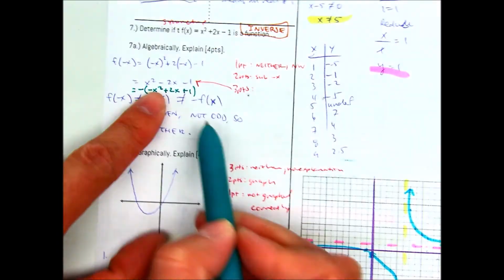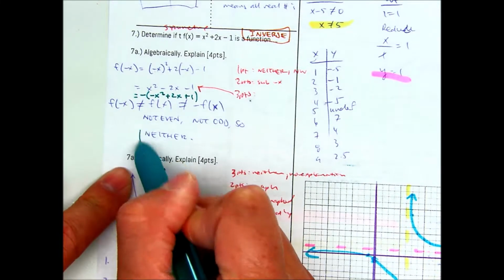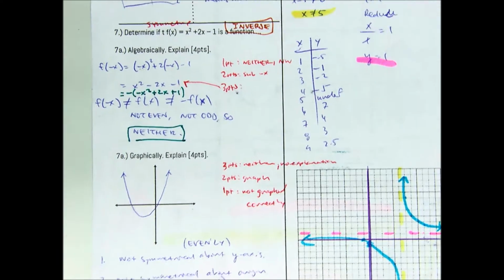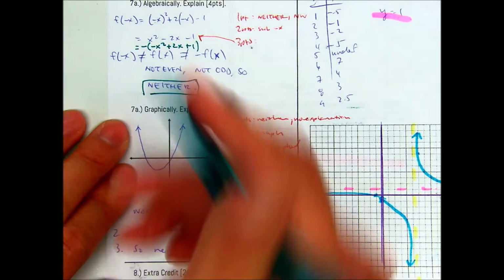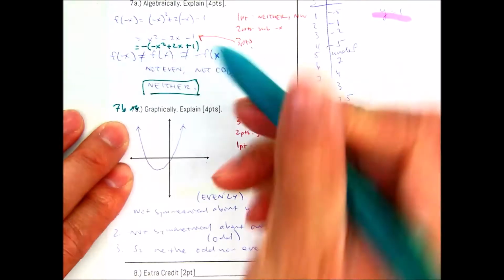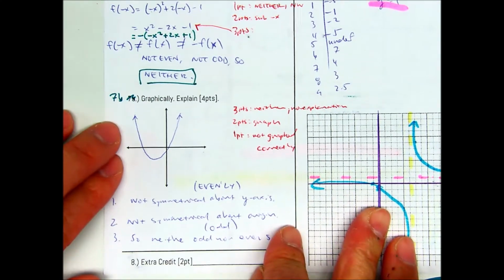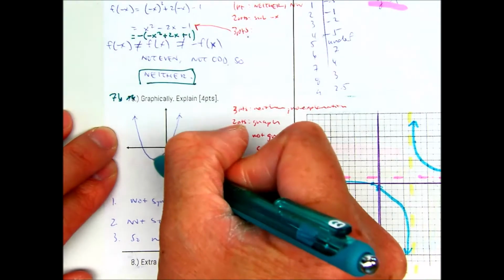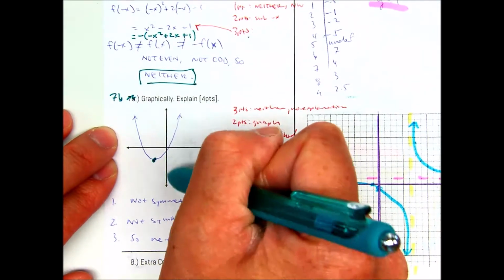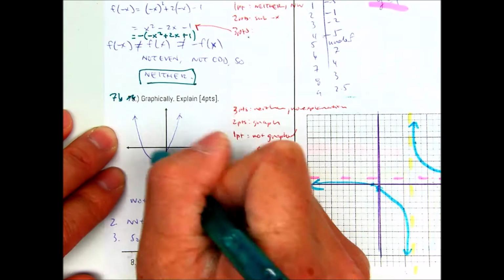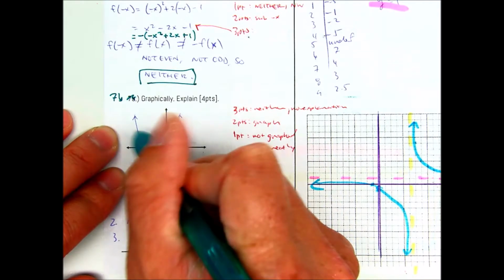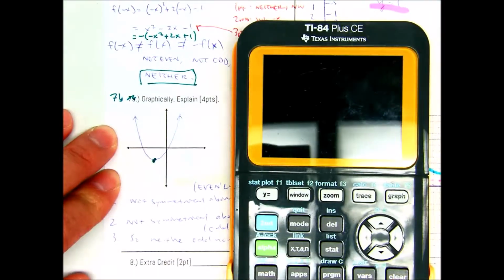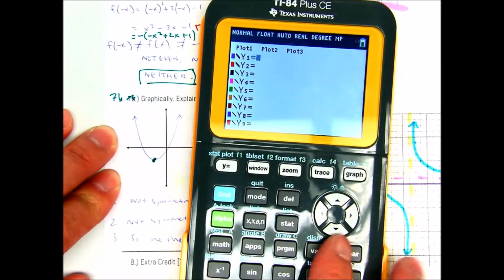The question, which I told you guys to change, should be 7b. How do you prove that graphically? Well, if you graph it in your graphing calculator, you'll notice that the vertex here is not on the y-axis. A lot of students try to put it directly on the y-axis. It's not. Let me show it to you. Y equals x squared plus 2x minus 1, zoom 6. Boom.